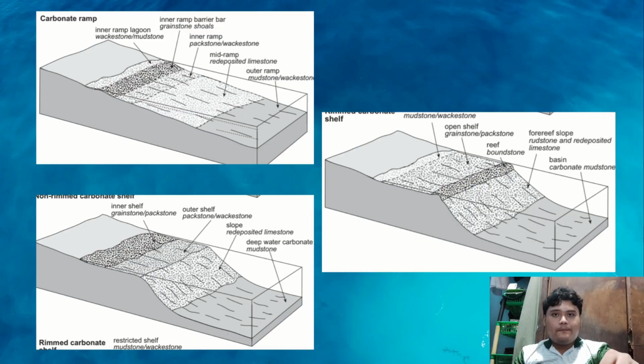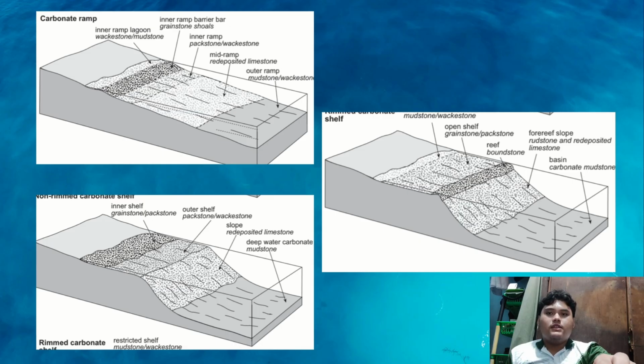A carbonate ramp has a gentle slope with no sharp edge. Its nearshore areas have lagoons and sandy shoals, while offshore areas contain finer muds, as shown in the figure. A non-rimmed shelf, on the other hand, is flat and lacks a reef rim. Inner parts of it are sandy and outer parts are muddier, and the sediments may slide downslope into deeper waters.